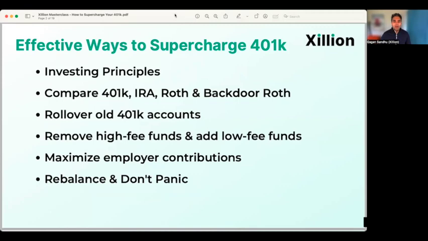And also we will talk about how to optimize your 401k by removing high fee funds and adding low fee funds to your portfolio. And also how to optimize your employer contributions, and also the importance of rebalancing and not panicking, which is hard for all of us humans.